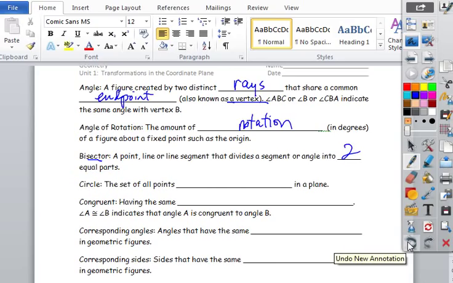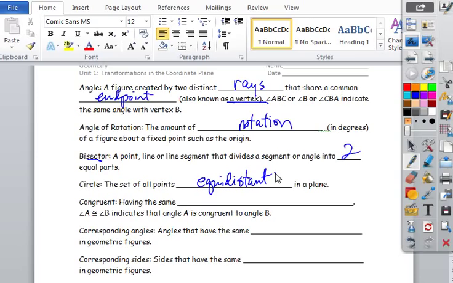Circle is the set of all points equidistant. Do we know what that means? Equidistant. E-Q-U-I. Do we know what that means? Equidistant. It's like same distance apart. Same distance. The equal is basically equal. That's the same distance apart.